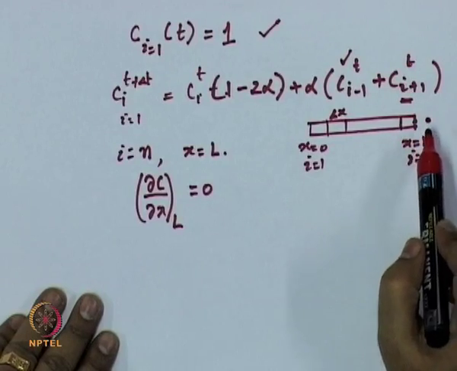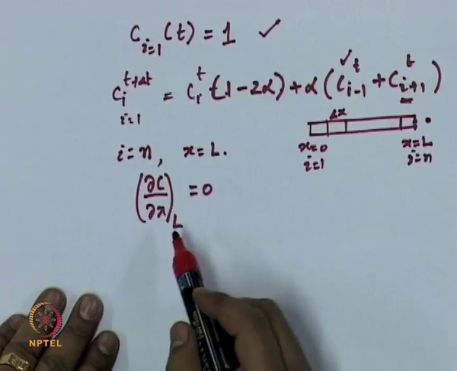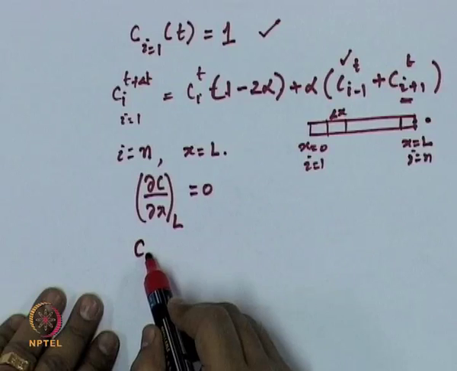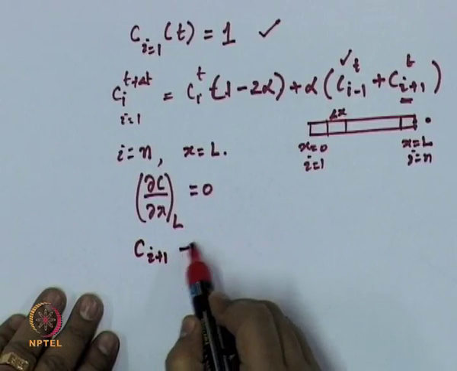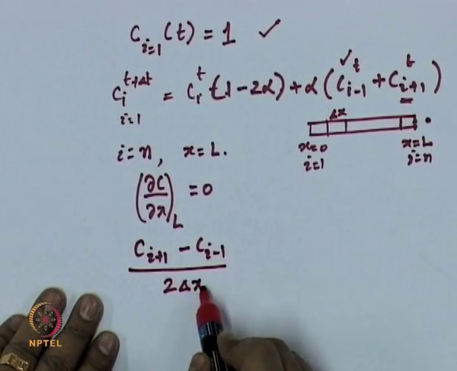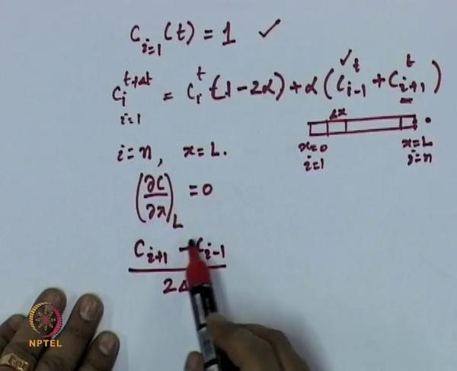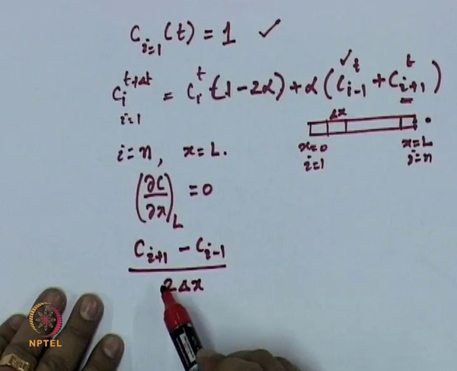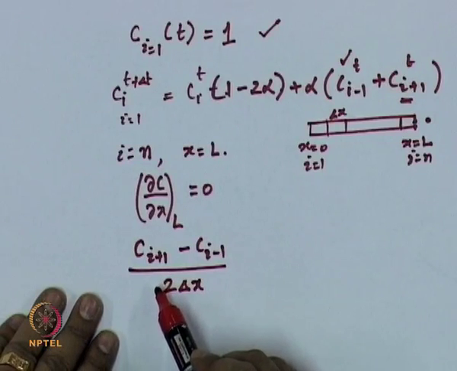The way to calculate that is that there is also this discretization for ∂c/∂x, which says (c_{i+1} − c_{i−1}) / (2Δx). This is also ∂c/∂x at the point i. Okay, so this discretization is also there, this is the central difference discretization.